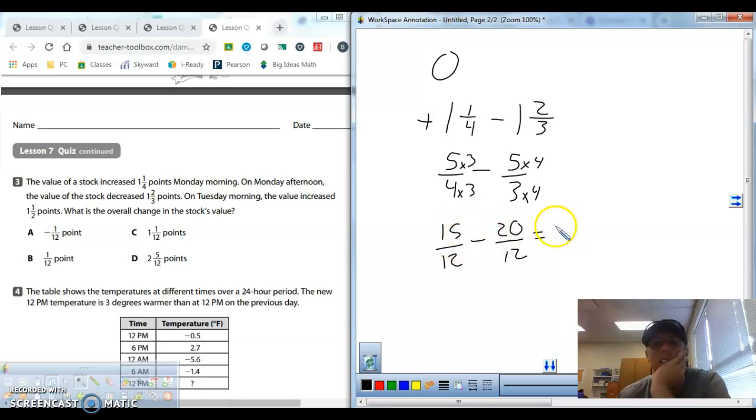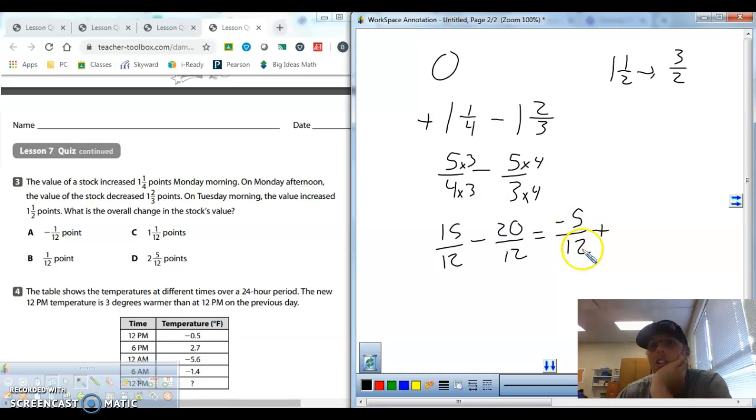15 minus 20 gets us to negative 5 twelfths. So that's where we're sitting on Monday afternoon. Then it says on Tuesday morning the value increased again by 1 1/2. Alright, so we're going to change 1 1/2 to an improper fraction. And remember, it's going up, so we'll go ahead and put plus, increased. Okay, 1 1/2 is the same as 3 halves.